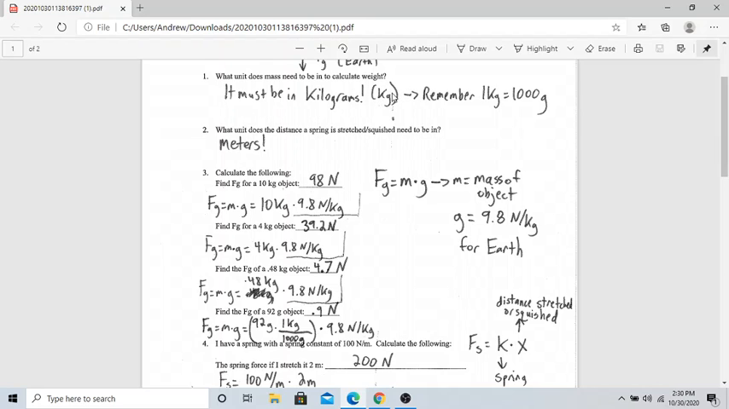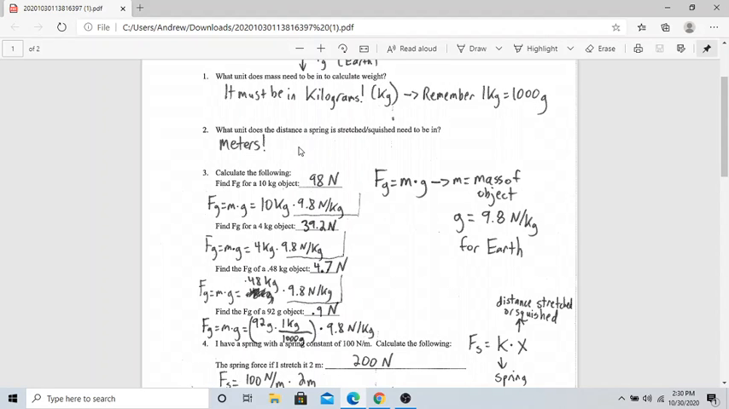Most times you'll see it in kilograms, but occasionally you're going to get it in grams instead. So in order to convert, you take how many grams there are and divide that by 1,000, and it puts it into kilograms. Just a little reminder: 1 kilogram equals 1,000 grams.